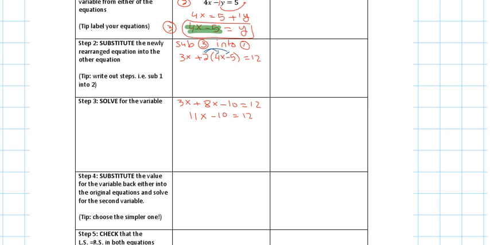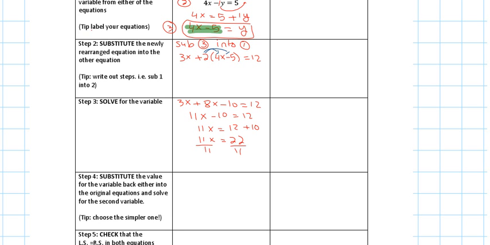How can I isolate for that x? What do I do? Bring the negative 10 over. It becomes a positive 10. So that's 11x equals to 22. And then what do I do after that? Divide by 11. So when I divide by 11, then I'm left with x equals 2. So now I know what that value of x is.